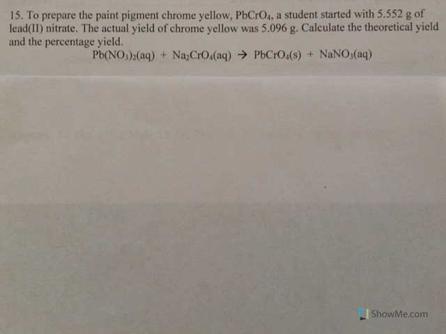All right, so we have the equation here, but make sure it's balanced first. We have 1 lead, 2 nitrates, 1 nitrate, so we'll put a 2 here, 2 sodiums, 1 chromate. All right, so that balanced it. That one was good. Then let's write down our given information: 5.552 grams of lead(II) nitrate, and that is this.